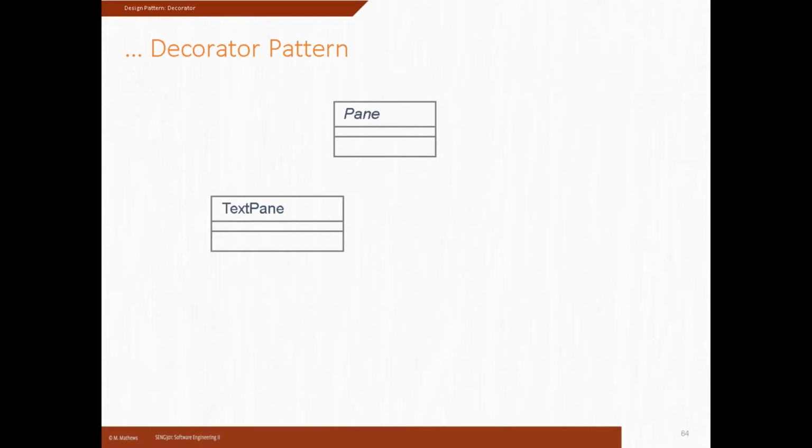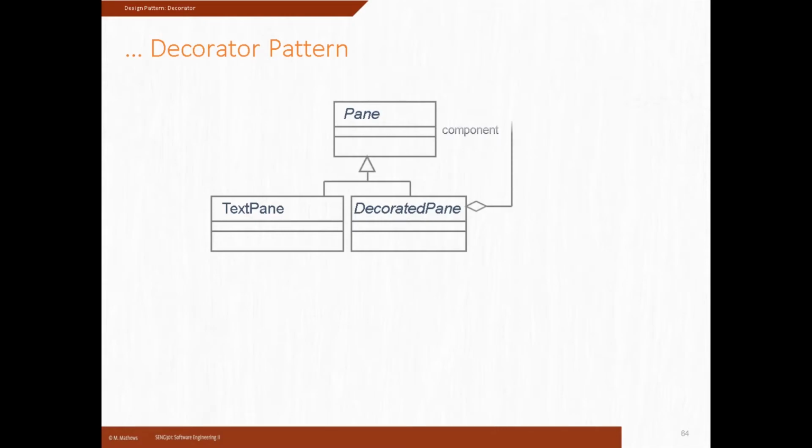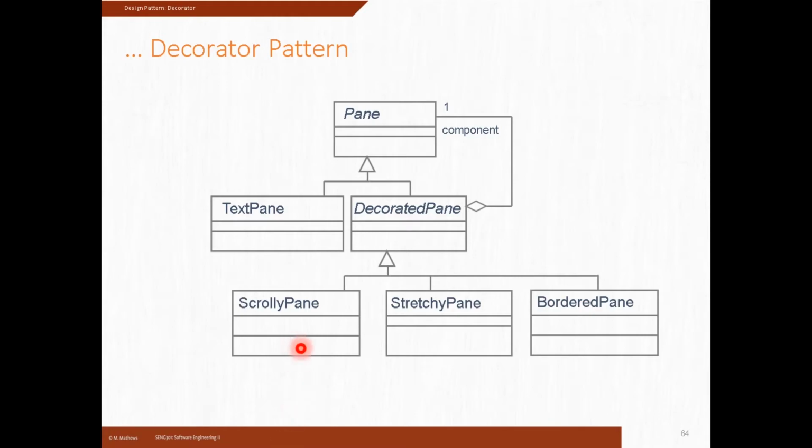Let's go back to our previous example and see how we can use the decorator pattern. So we've got a pane, we've got a text pane, which is our plain pane. Then let's decorate it. We can have different kinds of decorators. We can have the scrolly one, the stretchy one, and the bordered one. Remember, the decorator contains one pane, which in this case might be a text pane. So we can in fact take the text pane and put it inside a scrolly pane so that it now scrolls, and then we can take that decorated pane, because that's simply a pane, and put it inside a stretchy pane, and that way I have scrolly and stretchy, and in fact I can do all three if I want to.